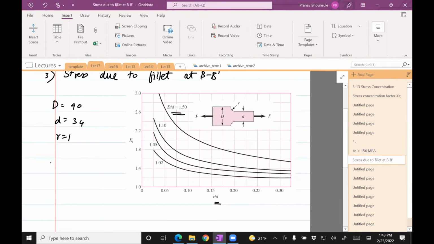Okay, so let's compute capital D divided by small d. It's 40 divided by 34. That's 1.18. Small r divided by d is 1 divided by 34. That is 0.026.